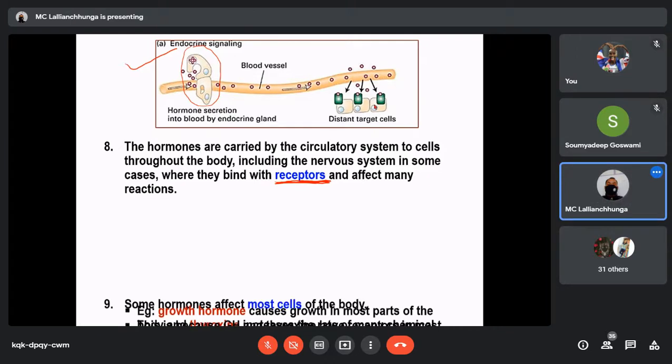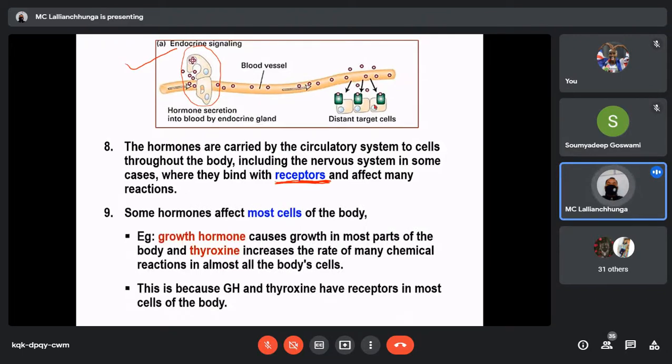Point number 9. Some hormones affect most cells of the body. For example, growth hormone causes growth in most parts of the body, and thyroxine increases the rate of many chemical reactions in almost all the body cells. So you see, some hormones affect most cells of the body. Example, growth hormone and thyroxine. Why is this happening? Because growth hormone and thyroxine have receptors in most cells of the body.